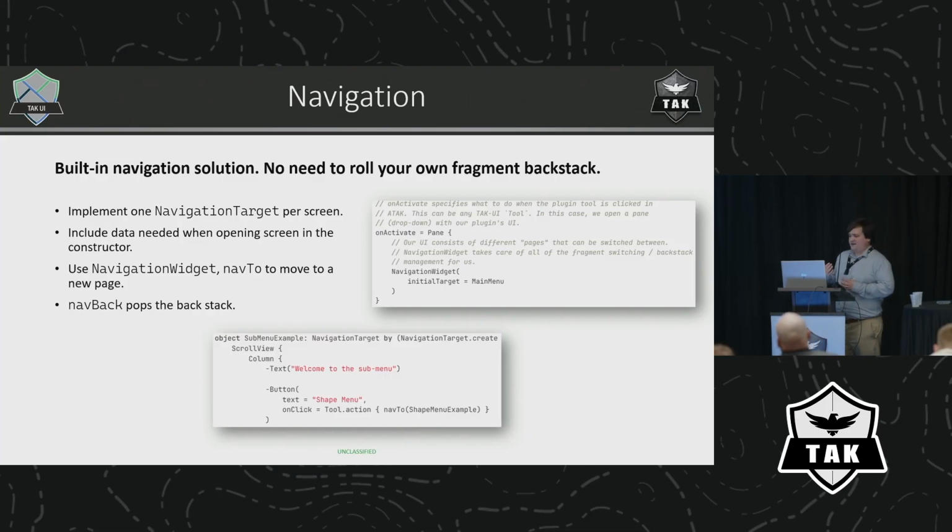We also have a navigation API built into TAK UI. That's pretty straightforward. You basically just implement a navigation target per screen you want to have in your application, and we have these nav-to and nav-back methods to handle navigation. So there's no need to use an obscure library or roll your own fragment backstack. This is just a built-in capability we have in the framework.